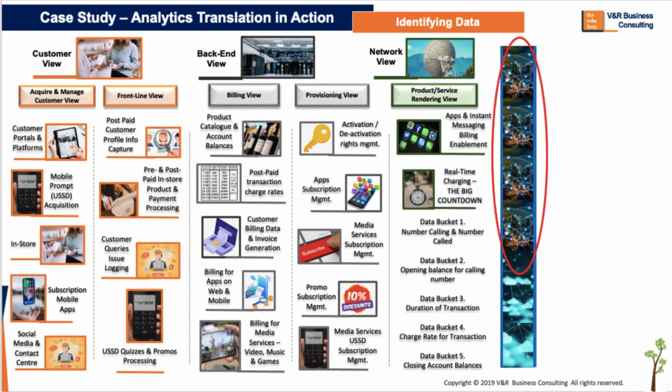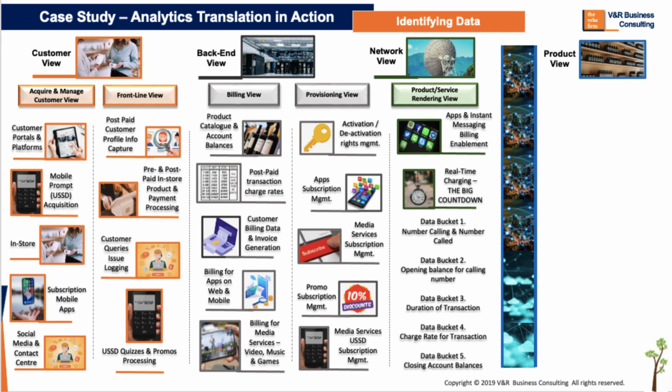As we said earlier, the mobile products and services are provisioned via the network as depicted here. Some media products and services are provisioned directly through the cloud as depicted here. Access and usage of a particular third-party app is provisioned here. Then finally, the product view.